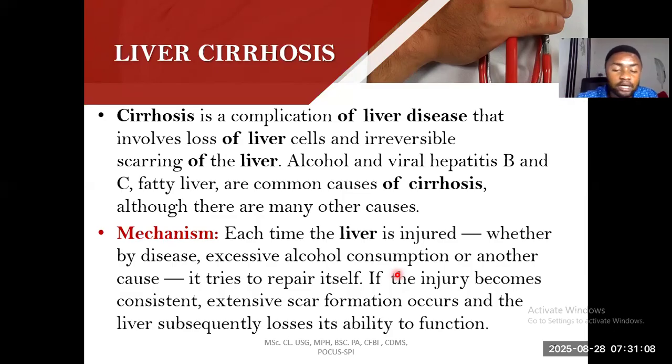We all can read about that. Yes. So that is it. You understand? Then fatty liver disease.